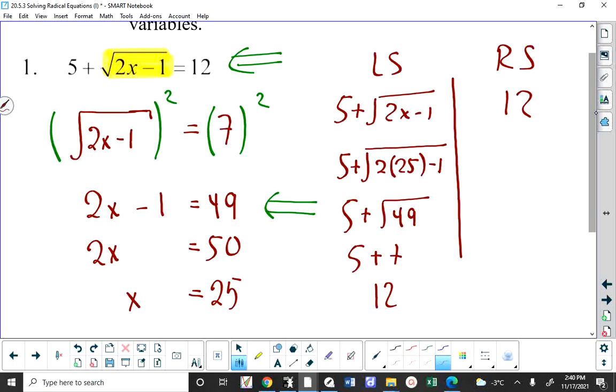What does that mean? It means that when x is 25, the left side does in fact equal the right side, and that means x equals 25 is an answer to the question. I suspect many of you are going, how could it not work? Just hang on, because we'll see cases where it doesn't work. Any questions with example 1? Yep.